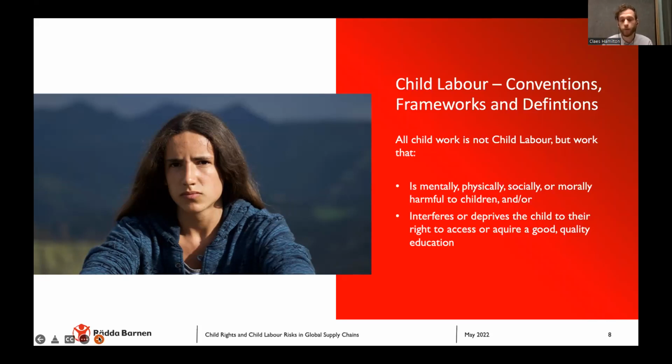The second one, which is the one we most often think of, where we think around the ages, is connected to what is taken away from a child in a child labor situation. If it interferes with or deprives the child of the right to access or acquire a good quality education, then it's also considered child labor. And this is where we look most often at the ages. It's codified most often because you have the right to go to school. In Sweden, for example, we have something called skolplikt, which is up until the age of 15.